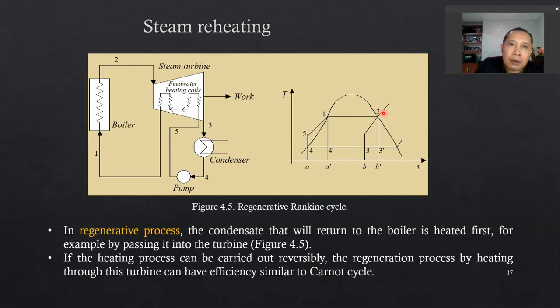The idea behind this regenerative process is to obtain a cycle area which is equivalent to that of the ideal Carnot cycle. So the cycle is 1, 2, 3, 4, 5, going back to 1. Compare that to the Carnot cycle, which is 1, 2, 3 prime, 4 prime, and then back to 1. So the idea is how to get a similar area from a Rankine cycle.